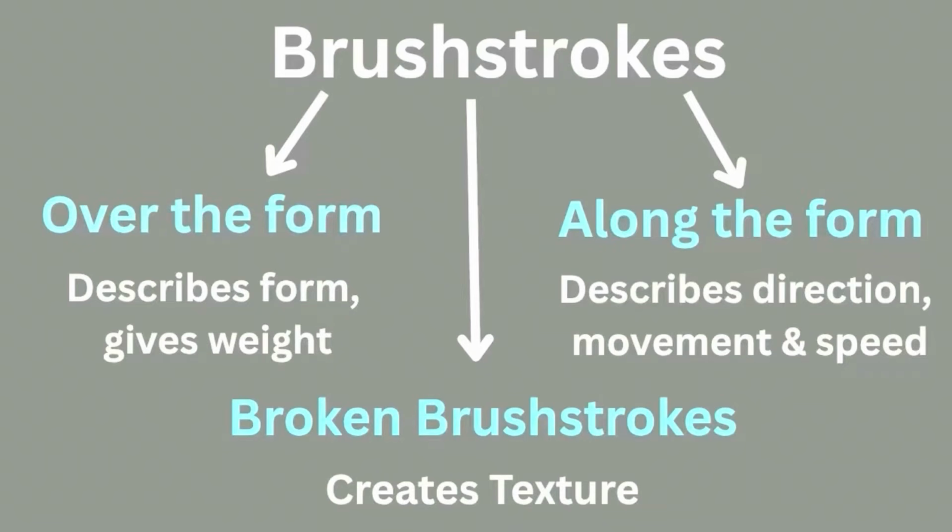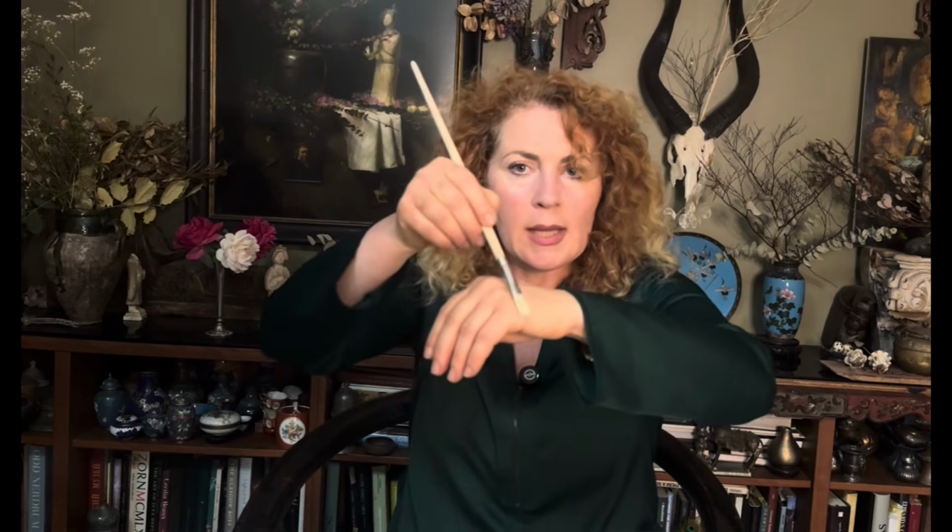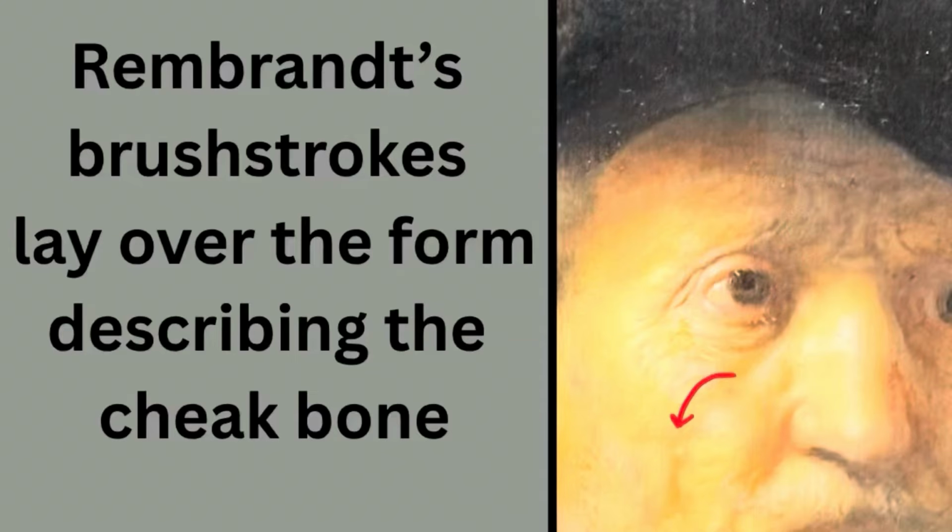The first type of brushstroke is across the form. It describes the form in space: planes that protrude, planes that recede, and planes that turn under. This type of brushstroke gives a strong sense of structure, solidity, and weight. It was widely used by painters like Rembrandt, Rubens, Van Dyck, and Ribera.